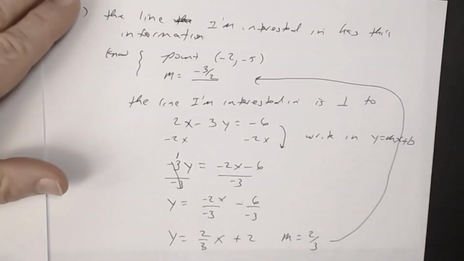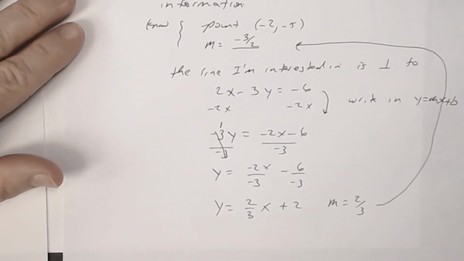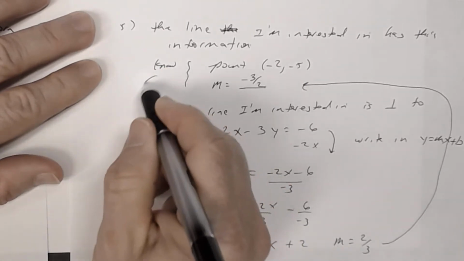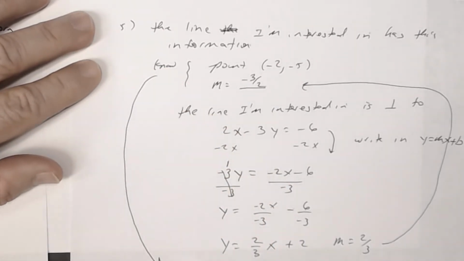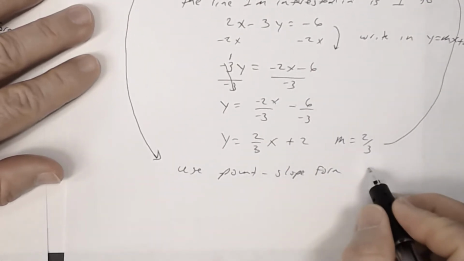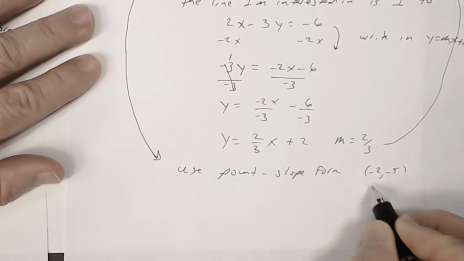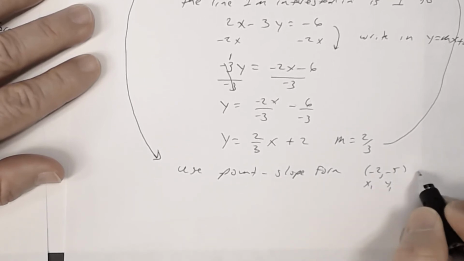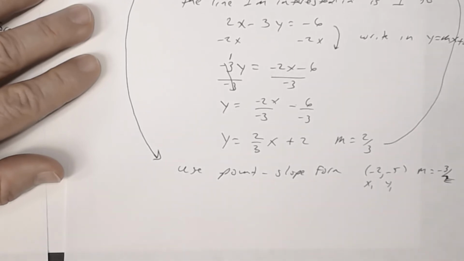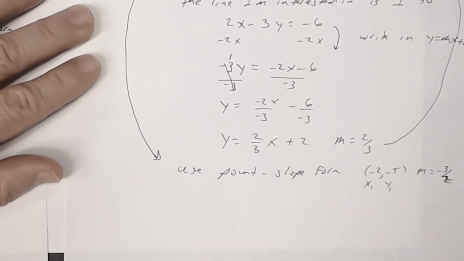So I'm going to go now to point slope form. So from here now, you're going to go to point slope form. So now use point slope form. Okay, so point slope form. So remember we know this. We know the point is -2, -5. So there's my x1, y1. And we know the slope is -3/2. Okay, leave it as a fraction. Don't write as a decimal.